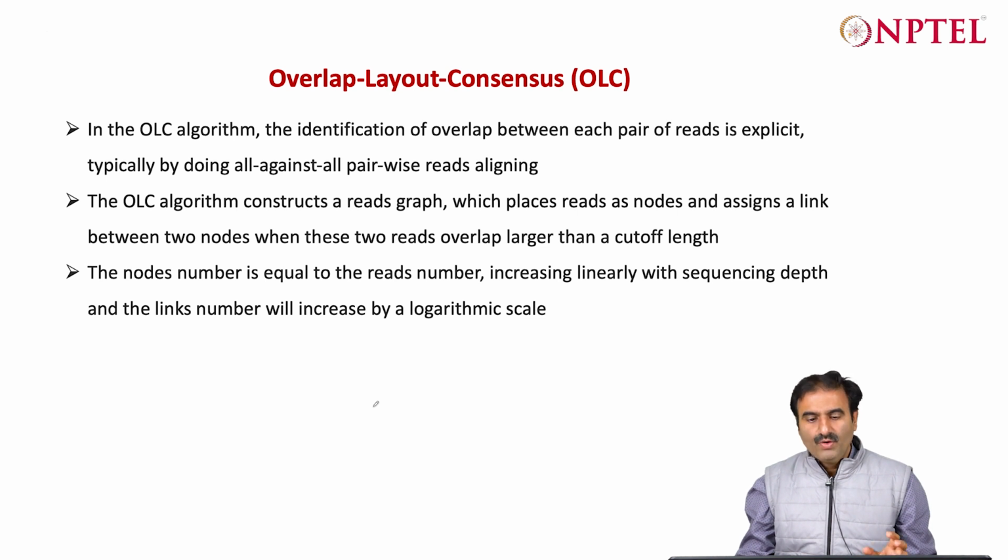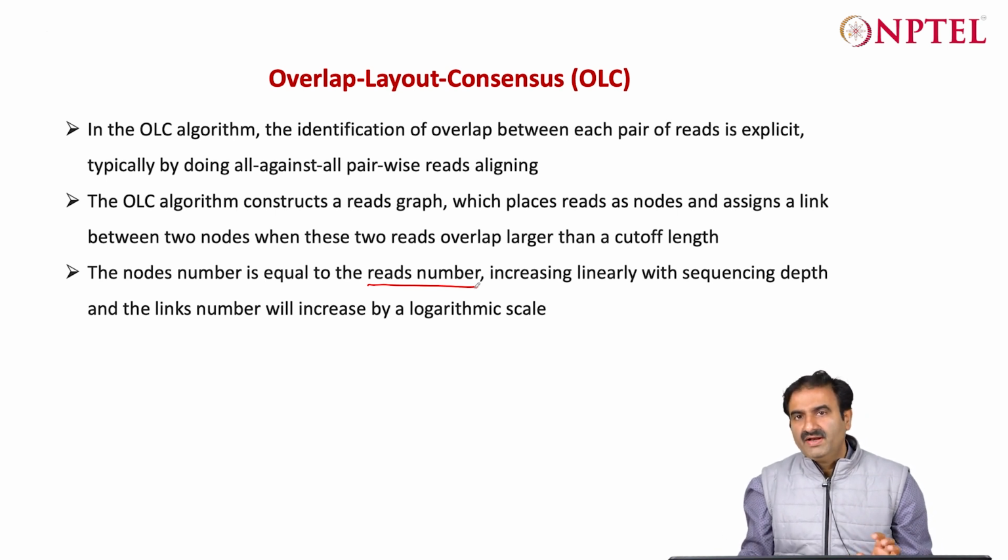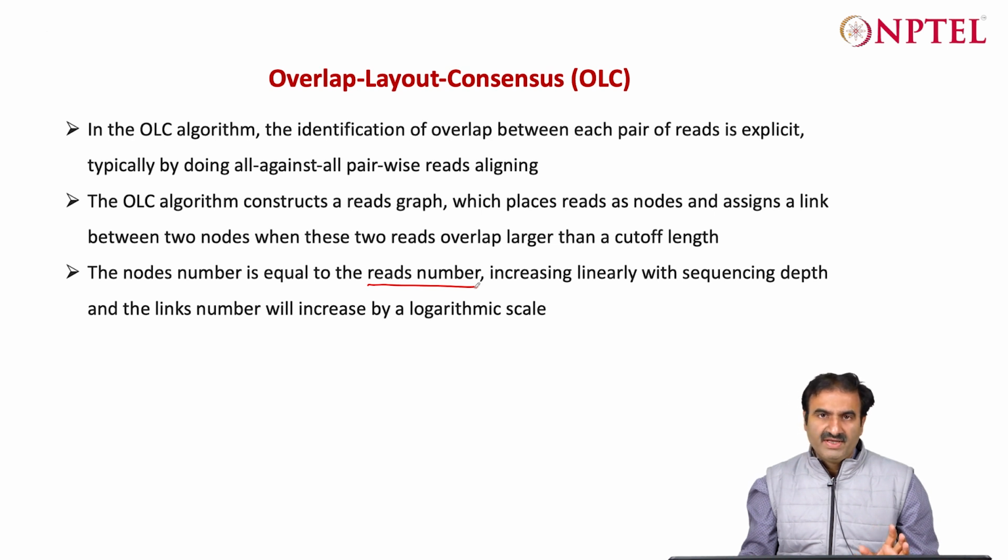So overlap layout consensus is called that because it looks at the overlap, then arranges the reads according to the overlap and builds the consensus. Here the node number equals the number of reads, so if you have a lot of data, that many nodes will be there, and that many all-to-all BLAST or other alignments, like MAFFT etc., you will be doing. And that will really put a burden on your memory, RAM, and CPU.